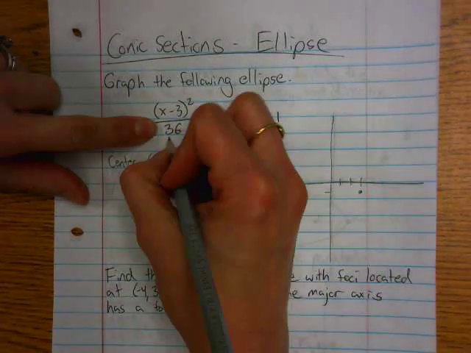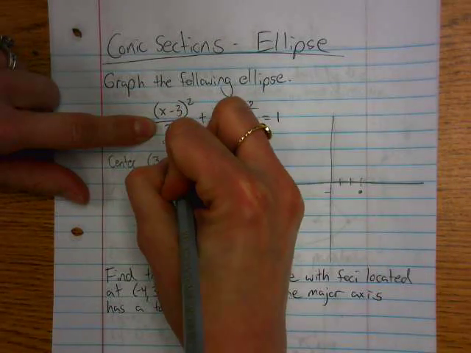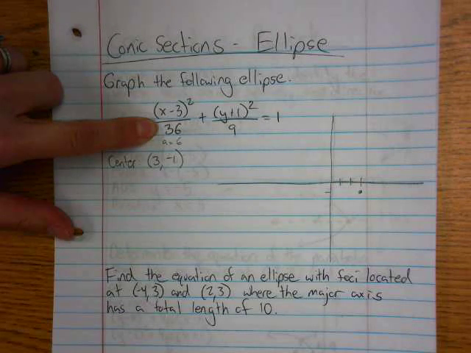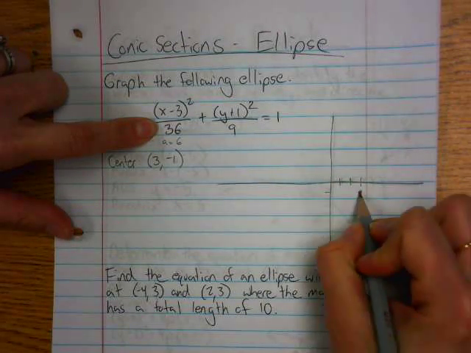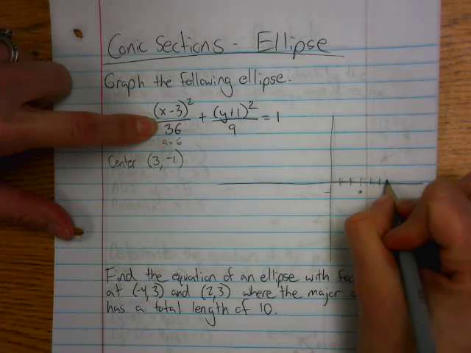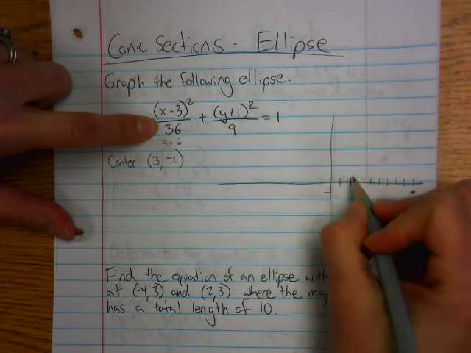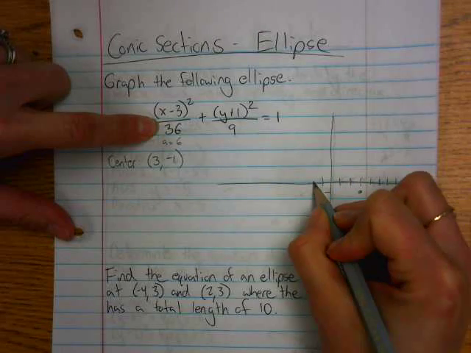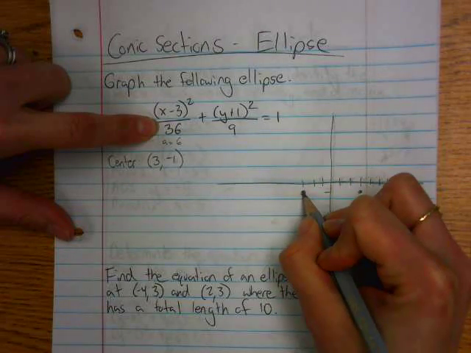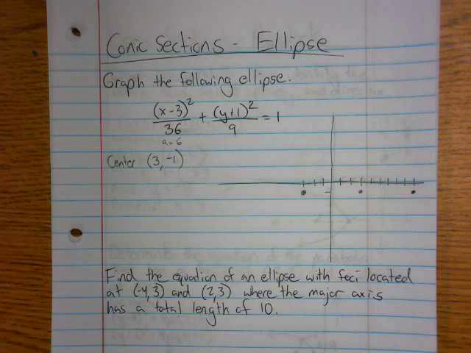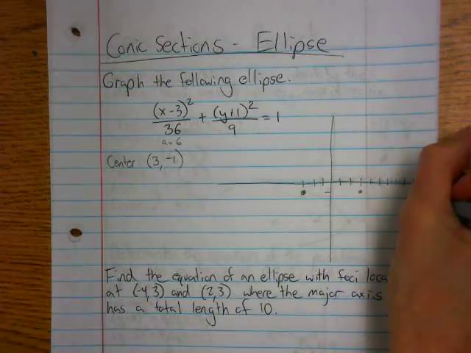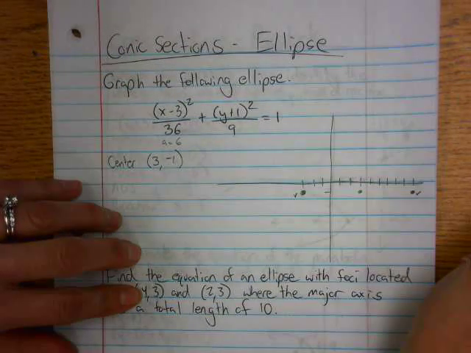So if this is 36, the square root of that would be 6. So this is 6 squared. So I'm going to go 6 left and right. So 1, 2, 3, 4, 5, 6. There's one of my vertices. 1, 2, 3, 4, 5, 6. Over here at -3 is going to be my other vertex. Okay, great. Little v's for vertices there.